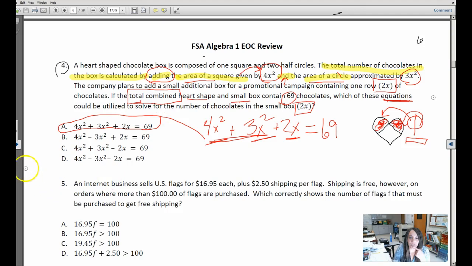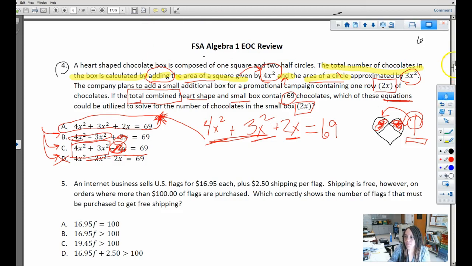Take a brief look through the other answer choices to see if any of them make sense, in case I went wrong somewhere. But everything I heard was adding, total, combining. So I'm already going to eliminate D because there was subtraction in there. This one had the heart-shaped box subtracting, which made no sense, even though they got it right to add the promotional box. So A was the only one that actually made sense. All right, so that's number 4.